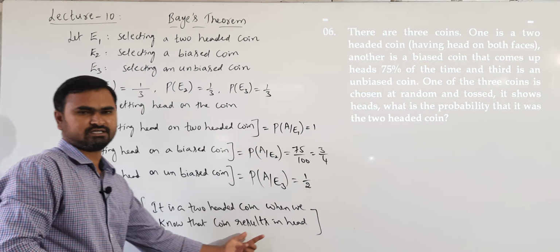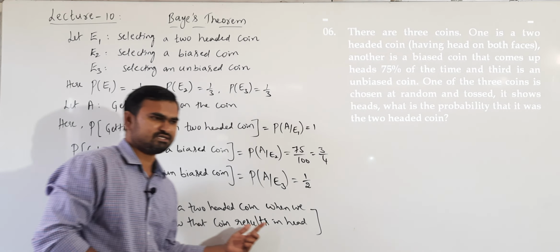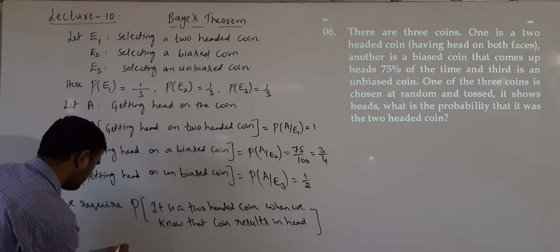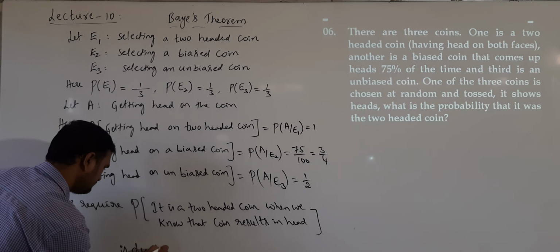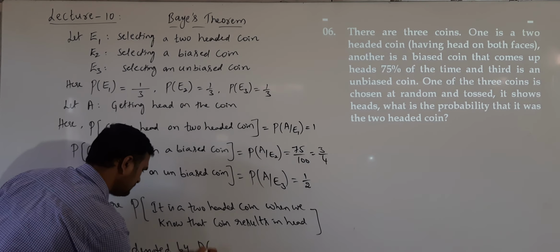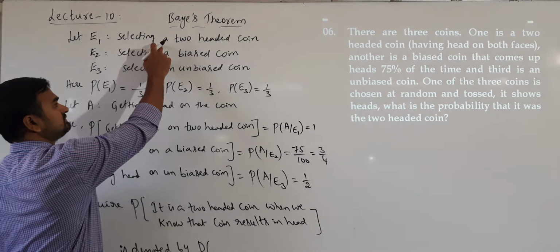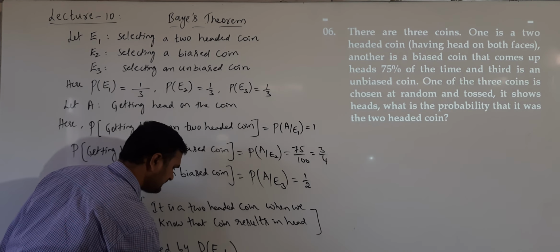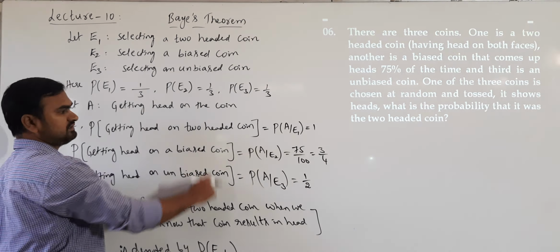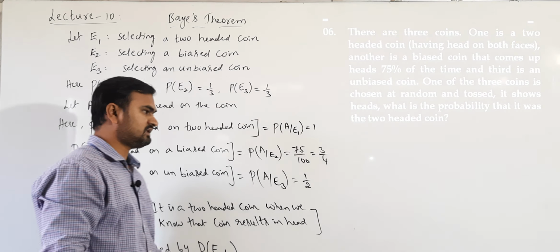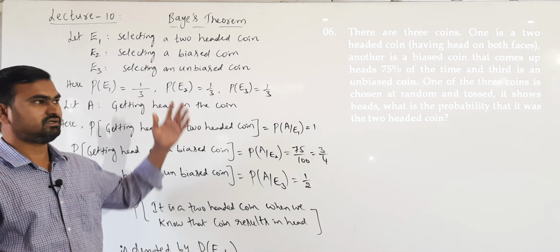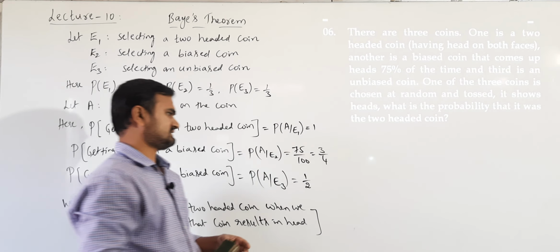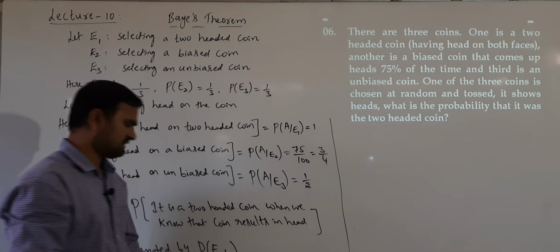Okay, so already we know that the coin is giving head. Now in that, what is the probability that it is a 2-headed coin? It is denoted by probability of E1 given that it is showing head, getting head on the coin. So we have to find P of E1 given A. Understand? Probabilities we know, and probabilities of getting heads we know in these three cases.